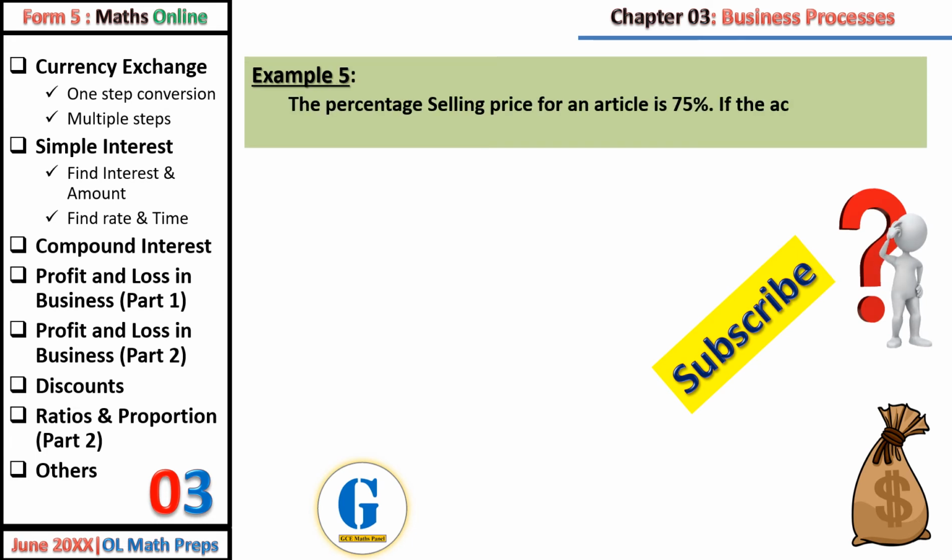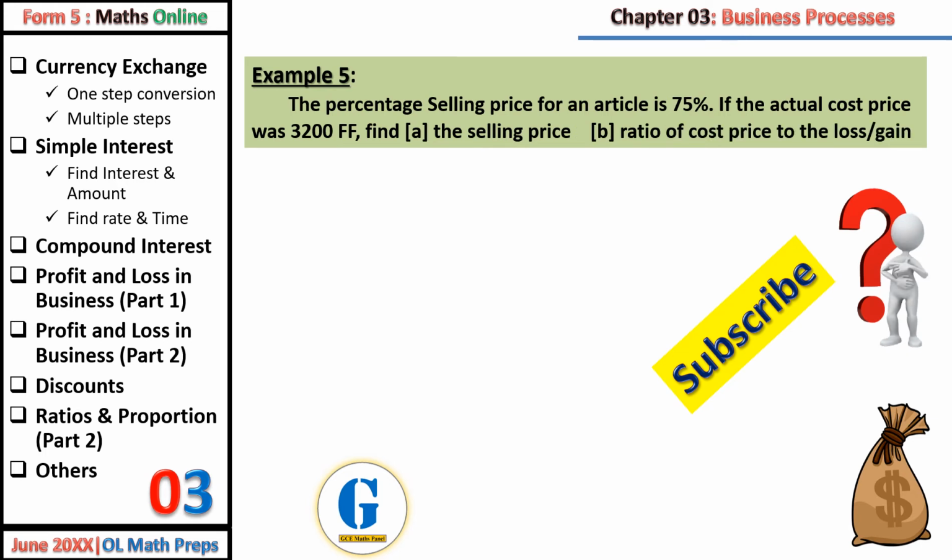Example 5. The percentage selling price of an article is 75%. If the actual cost price was 3,200 French francs, find the selling price and the ratio of the cost price to the loss or the gain. So the first thing here is to find the selling price. We have been given the percentage selling price, and we have also been given the cost price.